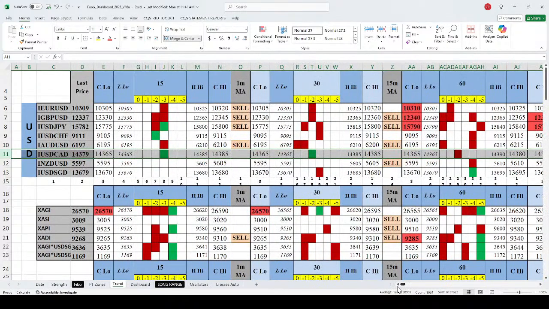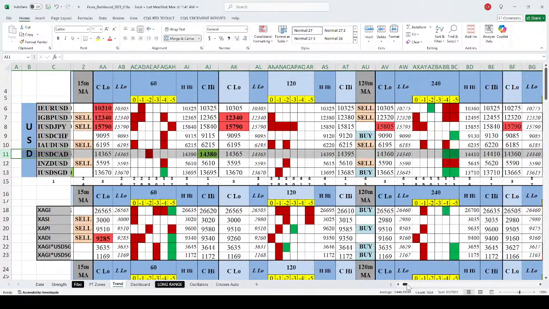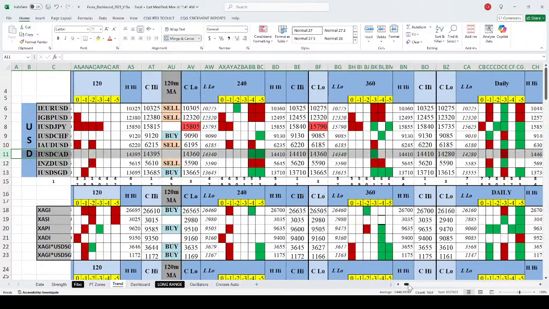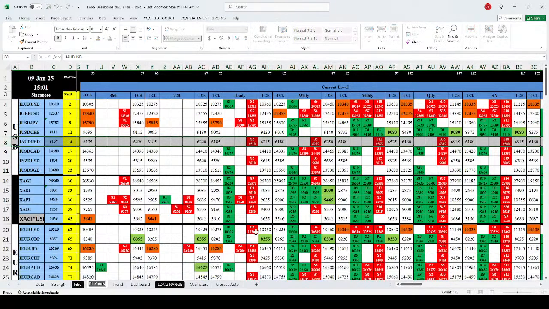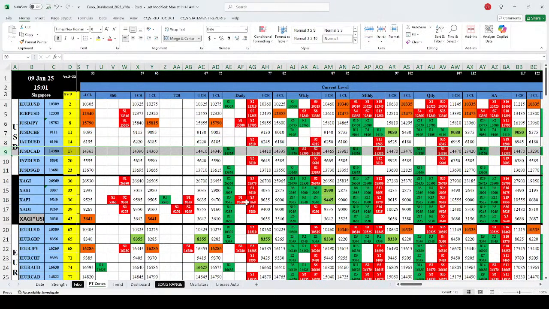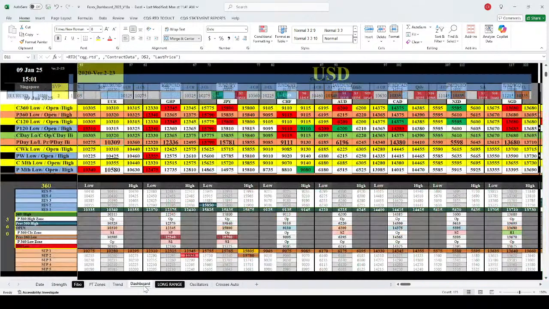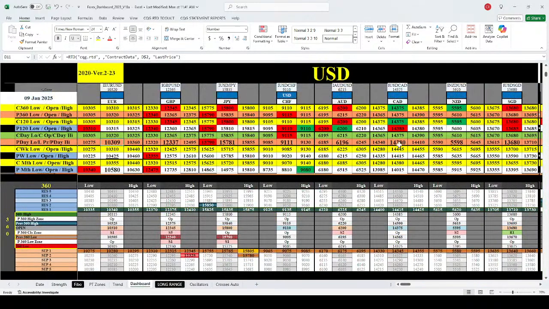So we are seeing some strength on the 15-minute, but this is not a continuation. So we have to look into the chart for confirmation of this. Okay, let's move on. PT zones. We are seeing buying on the daily, weekly. We have 2 sell and 1 buy. So again it's mixed signals. I'm not sure what to do now. Let's see based on the dashboard.